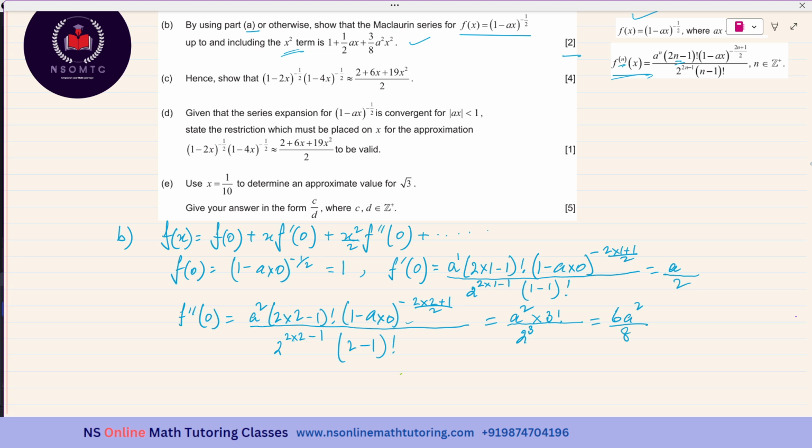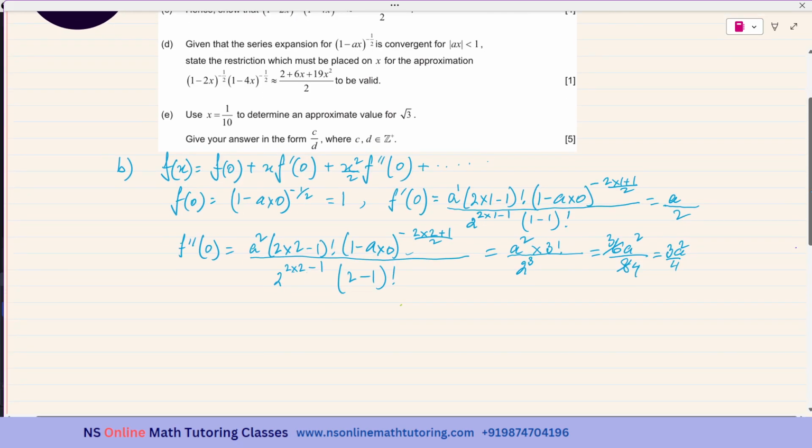Okay, so 8 is there, so I am not changing this, I am not simplifying this fraction to 3 over 4. Let me keep this as it is, but I am having 3 over here. Or let me just cancel these. Let's see what happens next. 3a square over 4. Okay, so now I will be just substituting.